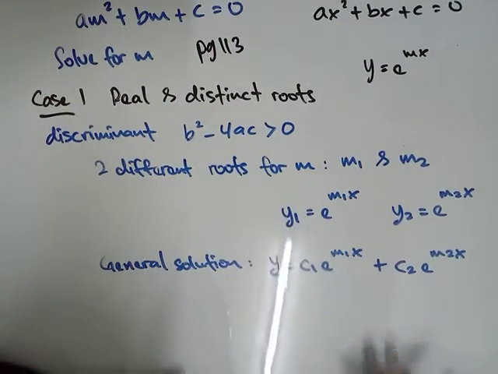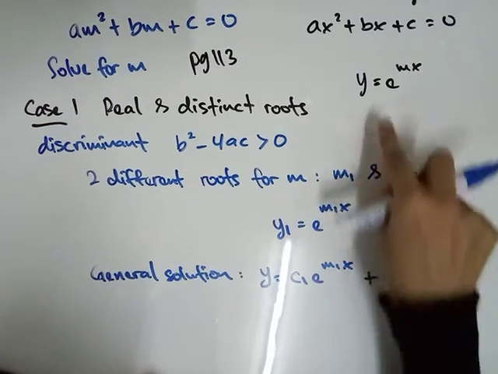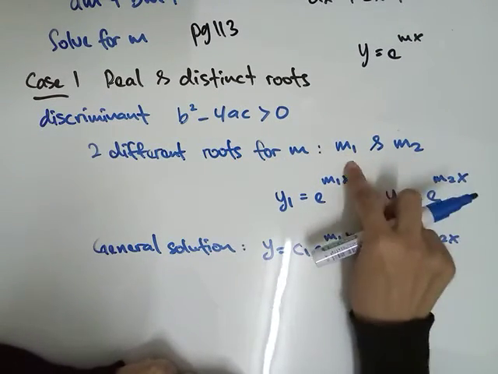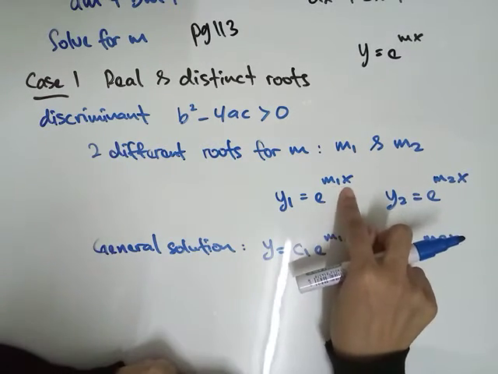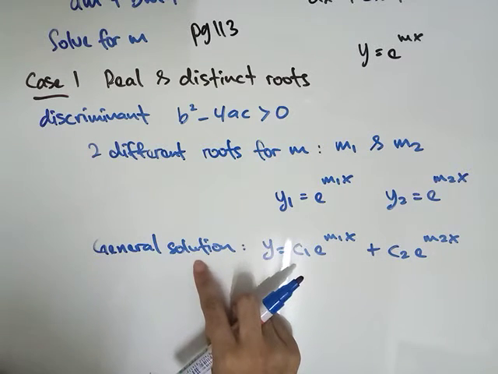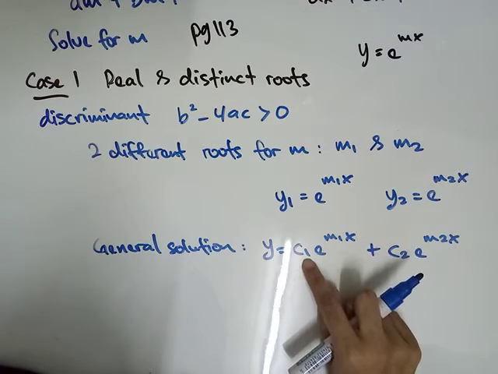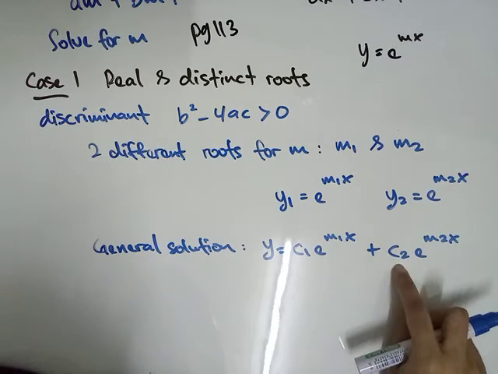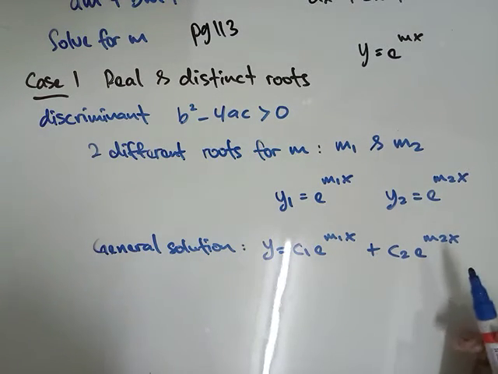Cumanya yang ni case 1. Case 1, we have 2 different roots, m1 and m2. Substitute into this theorem y equals to exponent mx. Because we have 2 different roots, m1 and m2, we have y1 equals to exponent m1x, y2 equals to exponent m2x. And then we have a general solution, y equals to c1 exponent m1x plus c2 exponent m2x. c1 and c2 are constants. We don't know what the number is. This is general solution lah.